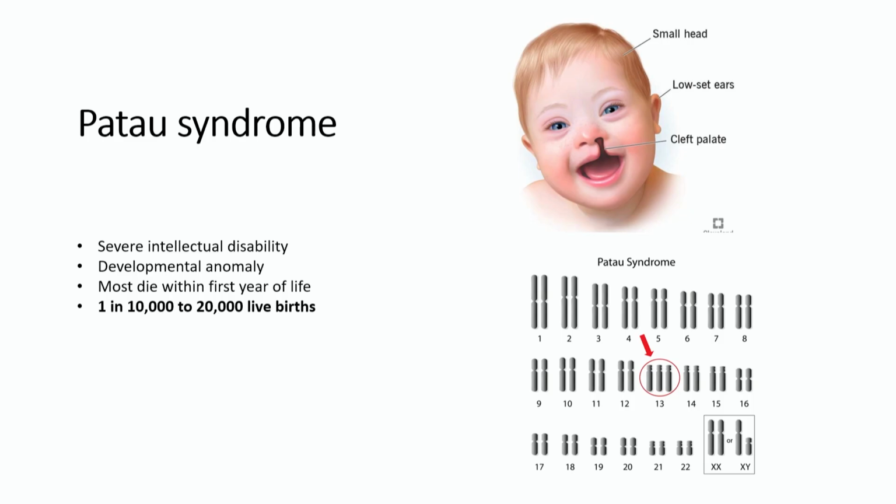Here, chromosome 13 trisomy is there. You can see chromosome number 13 in 3 copies. What are the features? Severe intellectual disability, developmental anomaly, and most die within 1 year of life. This is 1 in 10,000 or 20,000 live births. Some of the features, one of the very important features is cleft lip or cleft palate, low set ears, and small head. So these are some of the features.